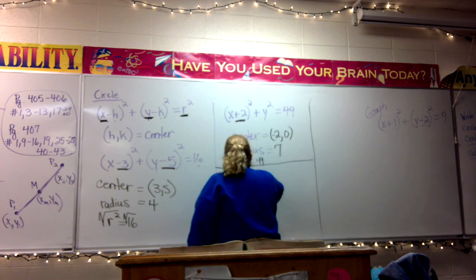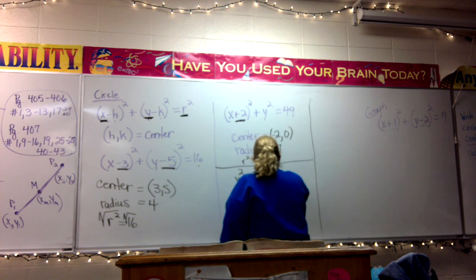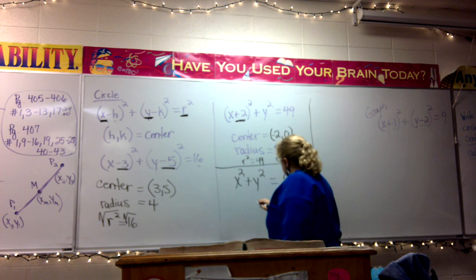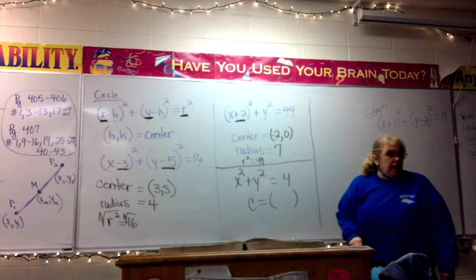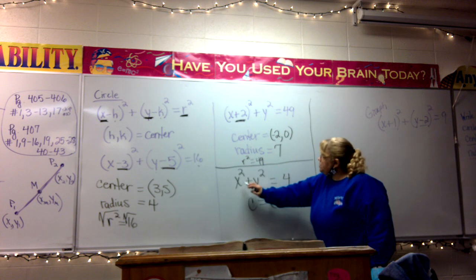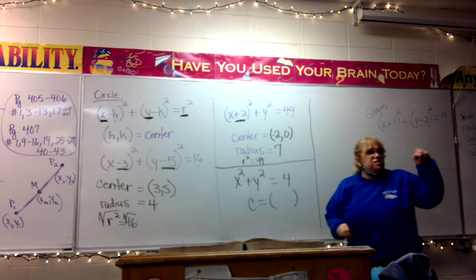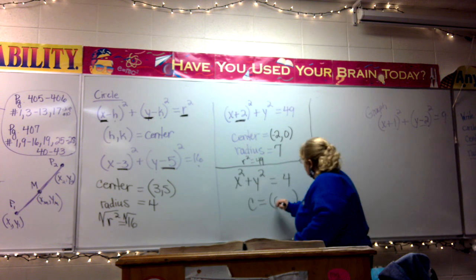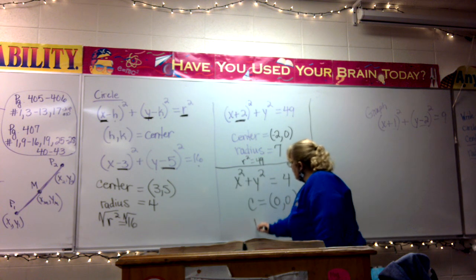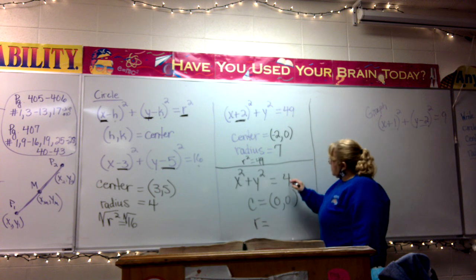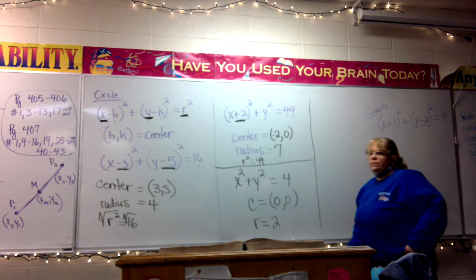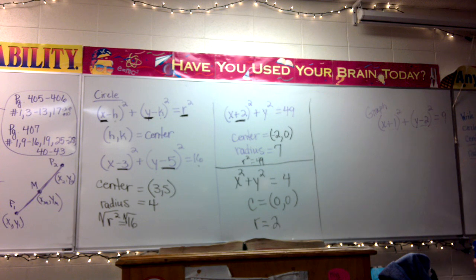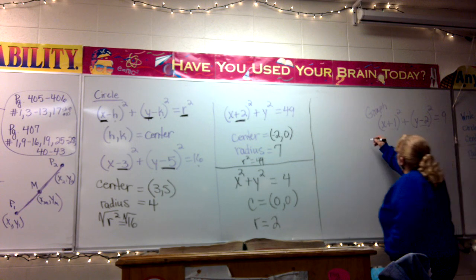How about, what's the center? (0, 0), right? It's possible to have a circle with center (0, 0). That just means it's centered right at the origin. And what's the radius? 2. This is the r squared, so the radius must be 2. Easy, right? The graphs. It's not very hard.